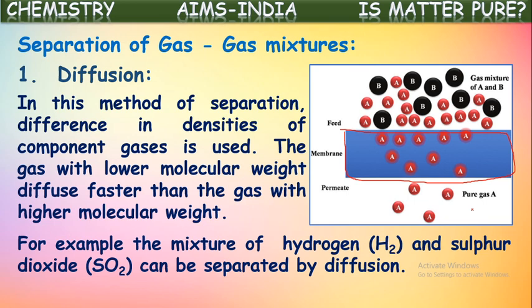For example, the mixture of hydrogen and sulfur dioxide can be separated by diffusion. Here two gases are given, hydrogen and sulfur dioxide. Out of these two, hydrogen is lighter in weight because its molecular weight is 2. Very light gas, the lightest gas actually. Its molecular weight is 2. It has a lighter density.